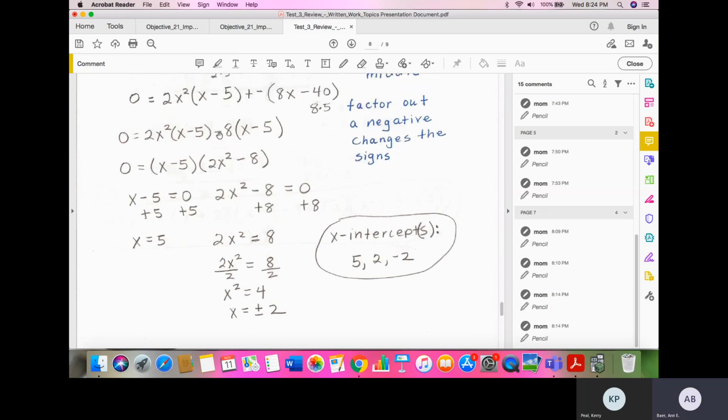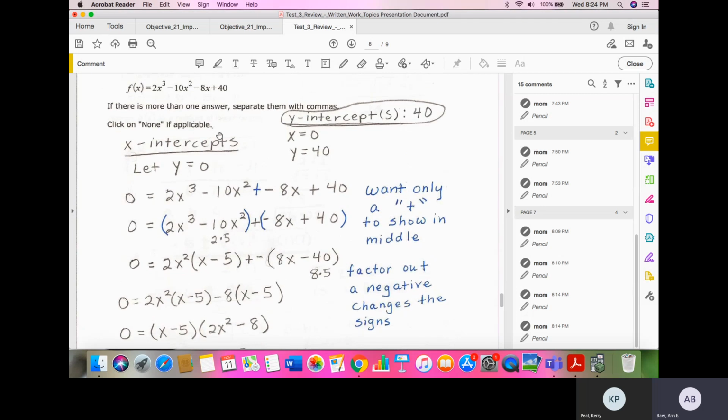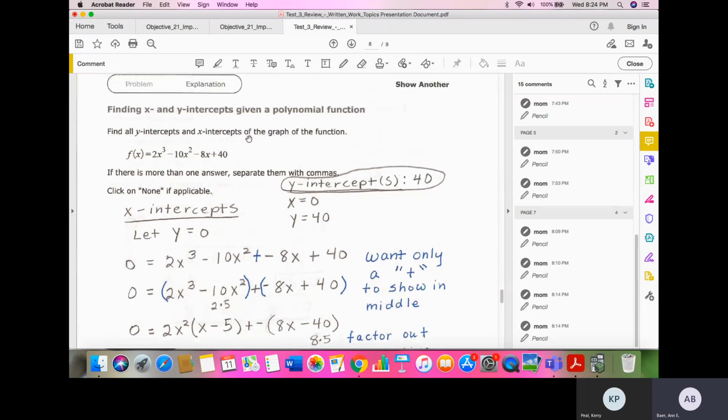Otherwise, the graph won't pass the vertical line test. So how do we find it? Just like when we find an x-intercept, we let the opposite coordinate be 0. That's what we do here. When we want to find a y-intercept, the opposite coordinate, which is x, is 0.